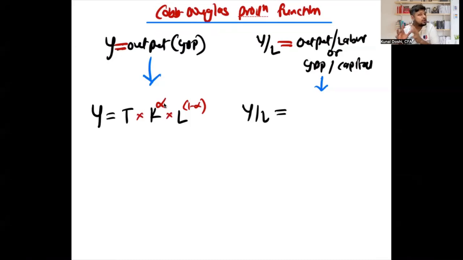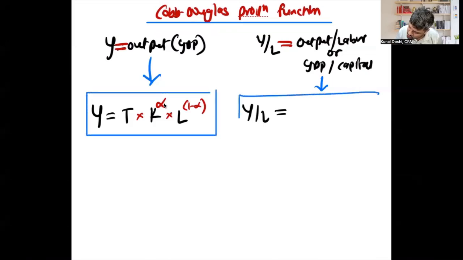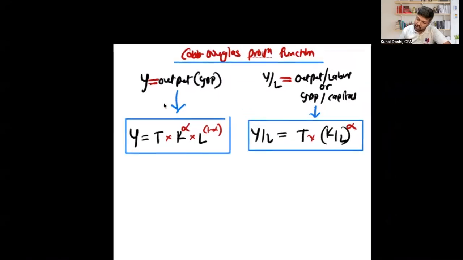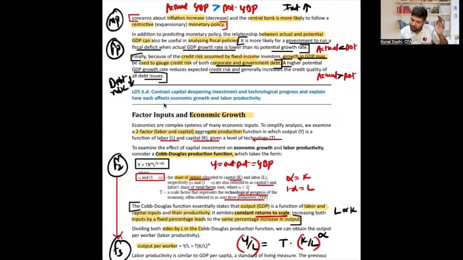But for the exam, we don't use this model. Okay, I'll show you what we use for exam calculation. This is my model for total output. Total output is not as important as output per labor is. So what is output per labor or GDP per capita? Under that model, we are only left with T and capital per labor to the power alpha. So T into capital per labor. This is output per worker. These two things you need to remember under the Cobb-Douglas as of now.